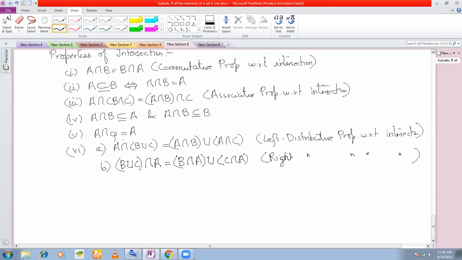Because if you see, here A distributes itself over B union C from the left, and here A distributes itself from the right. That is why they are called left and right. This is very similar to your real numbers. If you see A into B plus C, we can write it as AB plus AC. So this is called the left and right distributive property with respect to intersection.